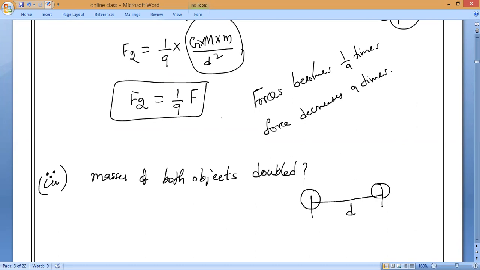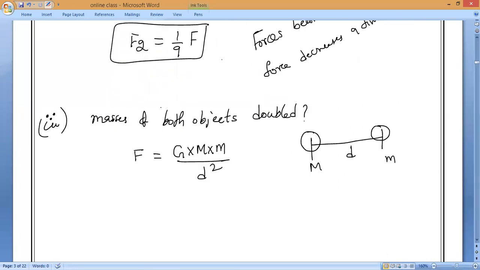So now the distance is d, with capital M and small m. Let me take the initial case: F is equal to capital G into capital M into small m divided by d square. Now you tell me, what do you mean by both masses of both objects being doubled? Anybody? Masses of both objects are doubled. What do you mean by that?